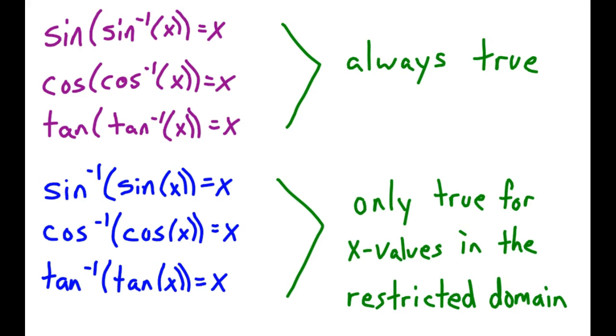Here's a general rule of thumb to follow when trying to simplify down these compositions. If you're taking the sine of the sine inverse, the cosine of cosine inverse, the tangent of tangent inverse, that is always going to simplify down to what's left inside. If we're taking the inverse sine of sine, or the inverse cosine of cosine, or the inverse tangent of tangent, that will simplify down to what's on the inside only if that value of x is within the restricted domain for our trig functions.